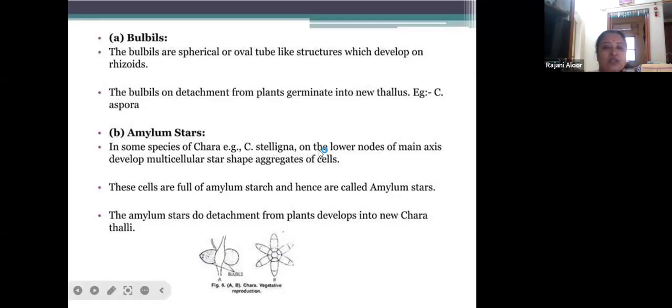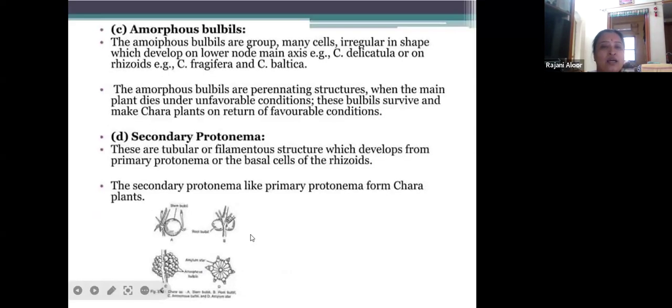Coming to the amylum star, this is the most important. You can learn it by heart. Very important, this one. In some species of Chara, like Chara stelligera, on the lower nodes of the main axis develop multicellular star-shaped aggregates of cells. These cells are filled with amylum starch, and hence it is called the amylum star. The amylum star, on detachment from the plant, develops into a new Chara thallus.